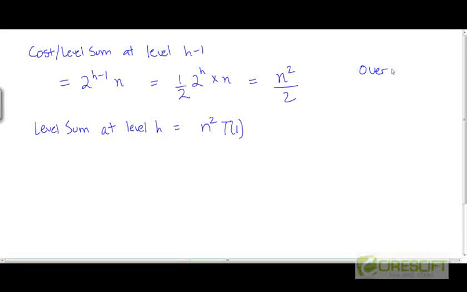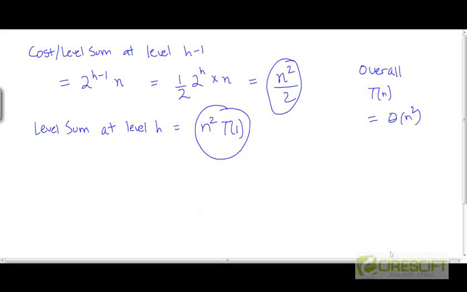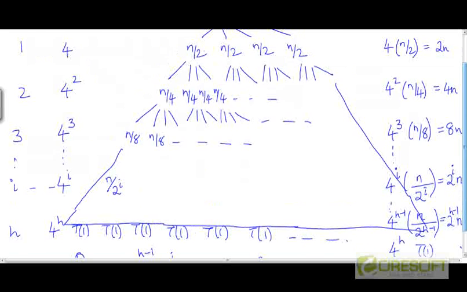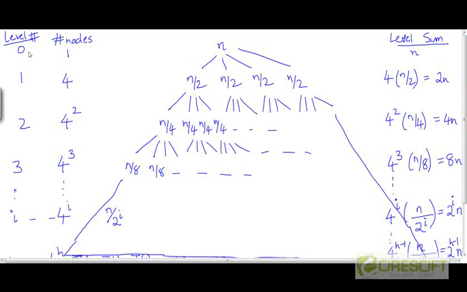And the overall value of t of n was theta of n squared. Now this is also in theta of n squared, this is also in theta of n squared. So the level sums at the last level and in the penultimate level already have the same asymptotic complexity as the overall running time. But if you look at the zeroth level, the level sum at the zeroth level is simply n.